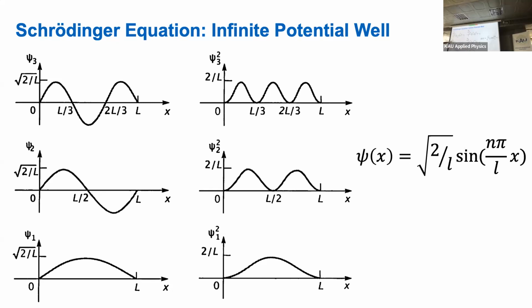For the second wave function, you see that the highest probability will be here. So it will be at L/4 and 3L/4. Yeah, here and here. For the psi function with n equals 3, we see that we have 3 peaks. So our probability density will be more complicated.